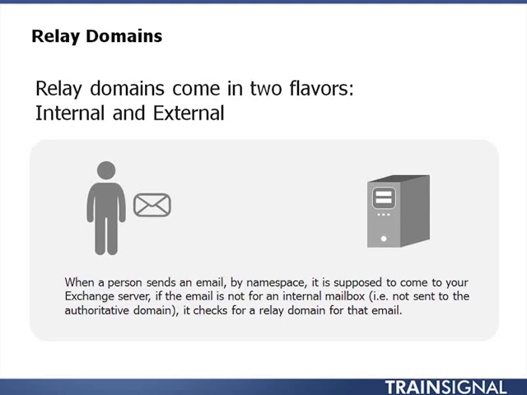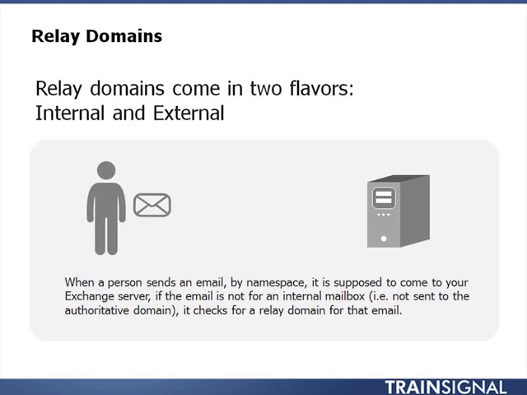Well, if that email is not for an internal mailbox, in other words, when the Exchange server receives that email and it realizes that it was not sent to an authoritative accepted domain, well, then it looks for a relay domain for that email. If it has information for a relay domain, in other words, if it knows of an internal or external relay that it can send it to, then it will send that email along.